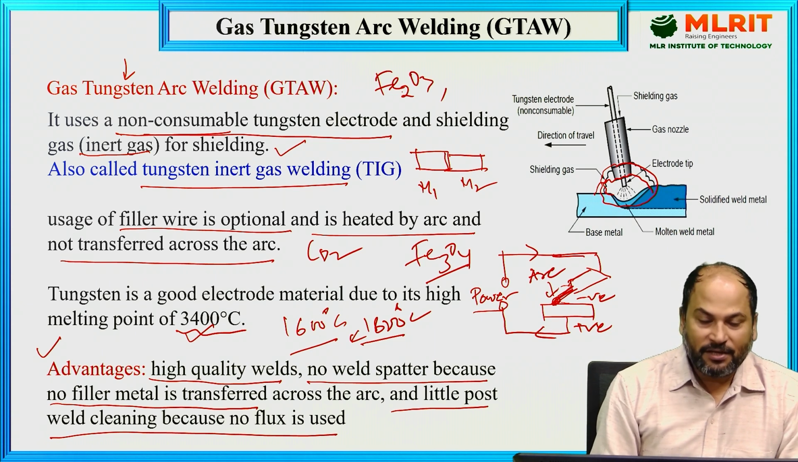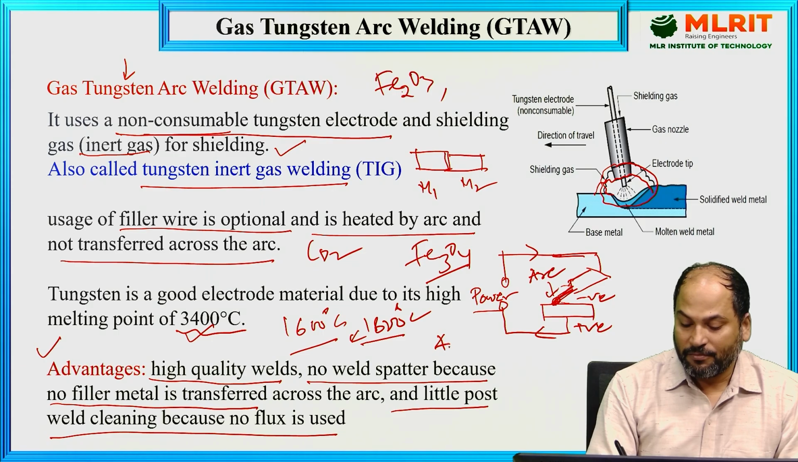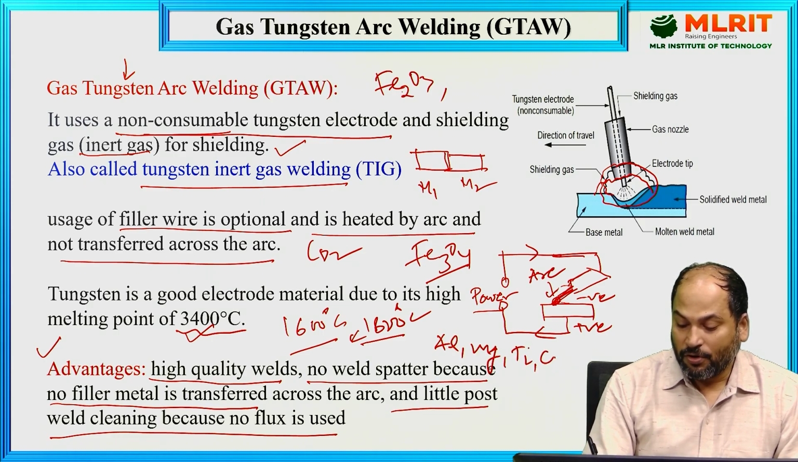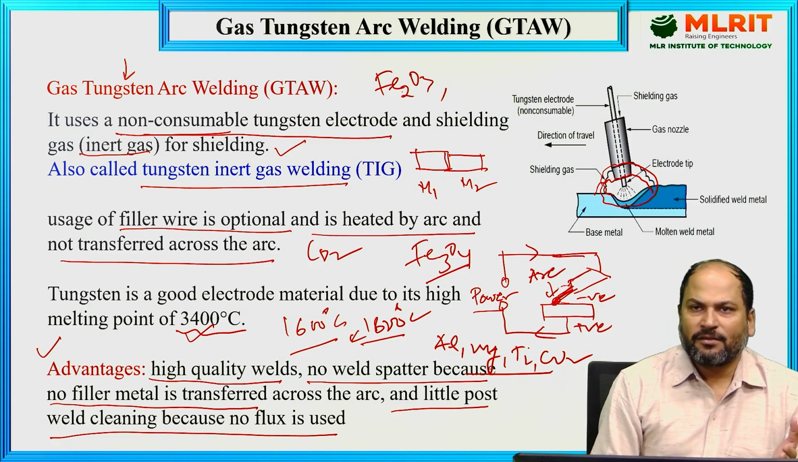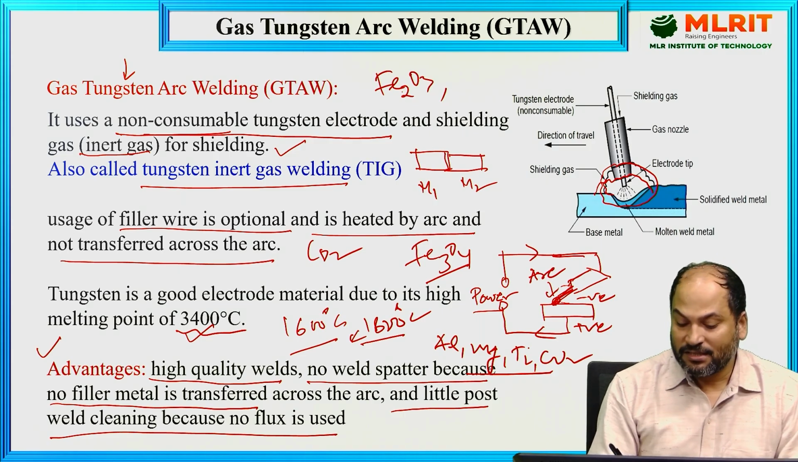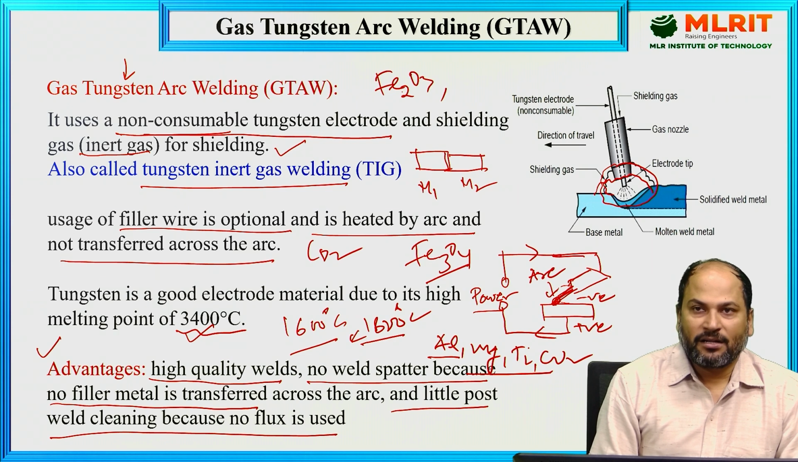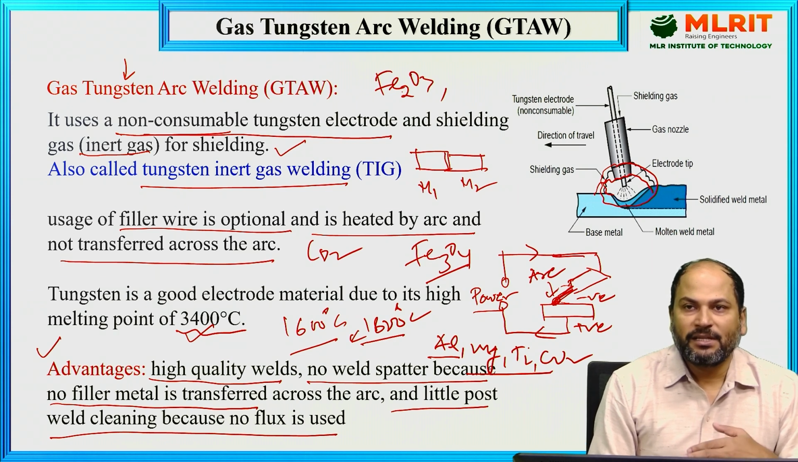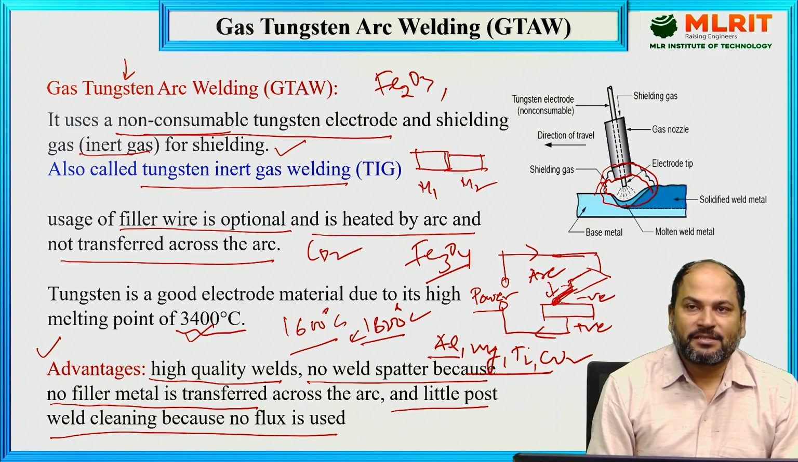Another very important thing is that this process is generally used for light metals. Light metals means like aluminum, magnesium, titanium, or copper. These materials are very difficult to weld by other melt based processes. The reason is they have very high thermal conductivity, and another problem with these materials is that once we increase the temperature, they start to oxidize.